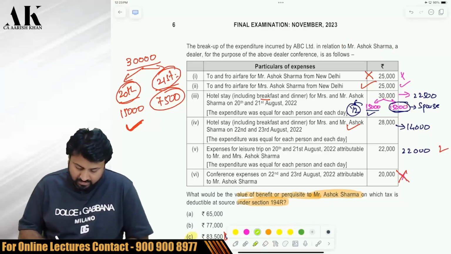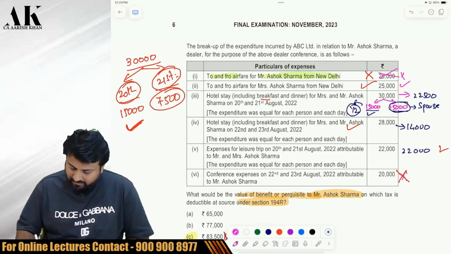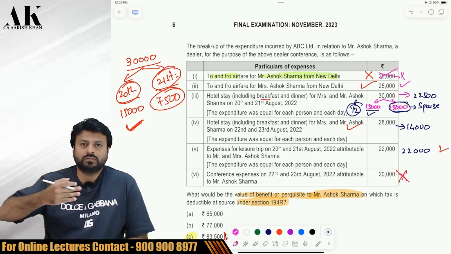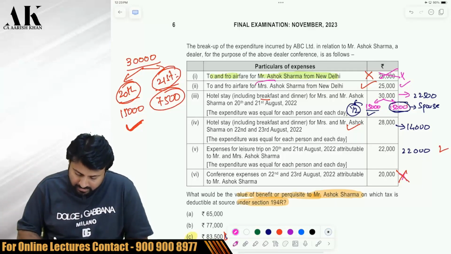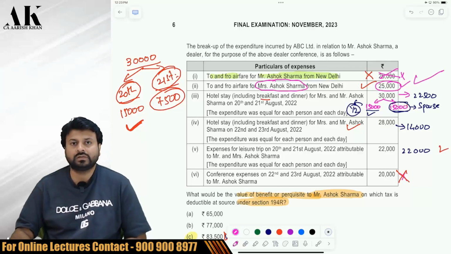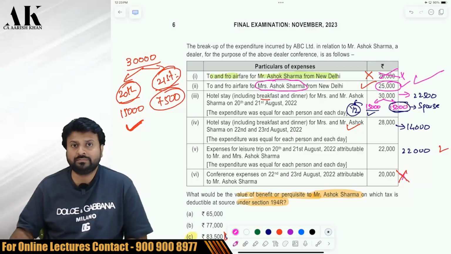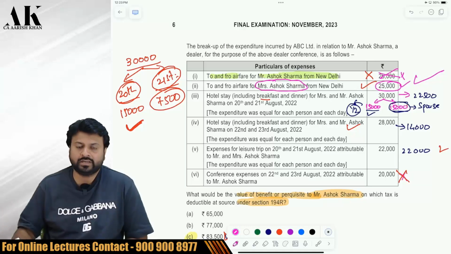The first benefit, to and fro airfare of Mr. Ashok Sharma for New Delhi. That will not be covered in 194R because Ashok Sharma is the dealer and you are giving the airfare for the dealer. Second, you are also giving airfare for the wife of Ashok Sharma. This will be covered in 194R. This is not excluded. 194R perquisite benefit, deduct TDS.